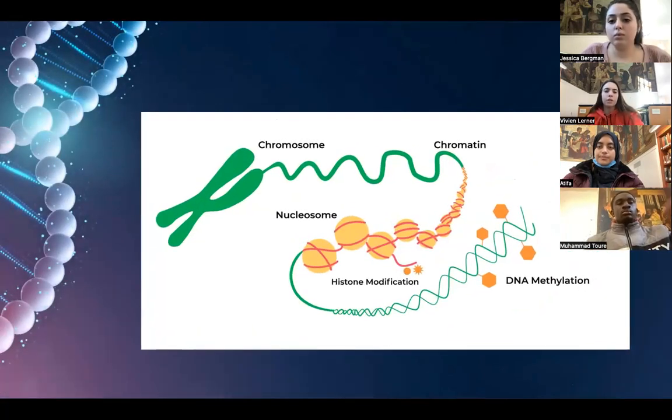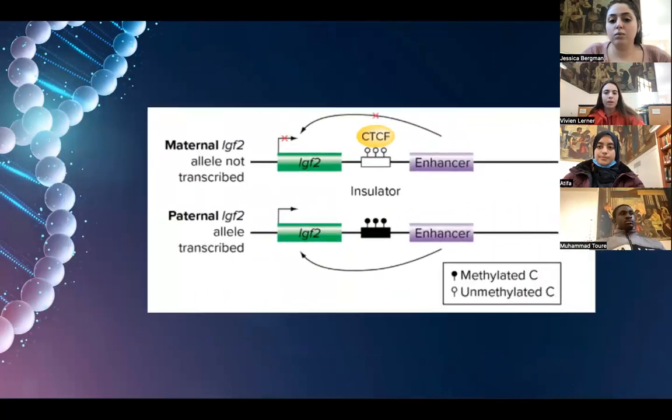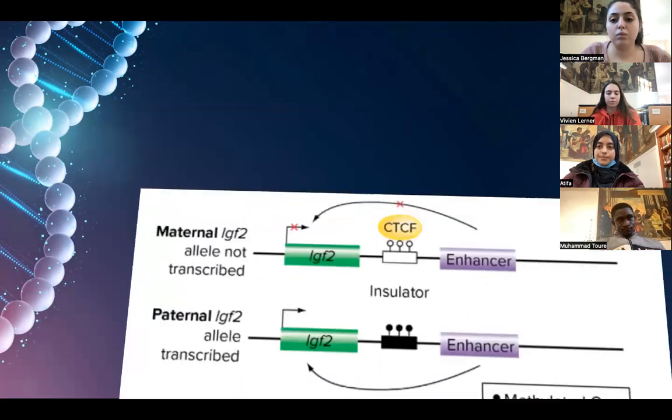In this image, it is depicted of epigenetics. In this image, we are shown genomic imprinting mechanisms where the methylation of an insulator located between the enhancer and promoter controls maternal imprinting of IGF-2. And in this image, we are shown that the maternal allele is silenced because the insulator is unmethylated.